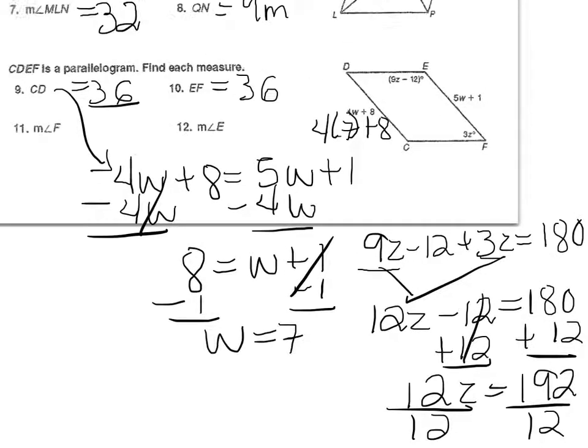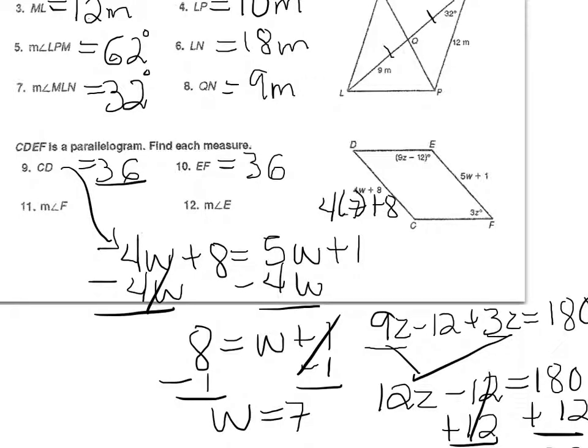Now let me come back because z is equal to 16. If I want the measurement of angle F and angle E, I need to plug in the 16, right? It was 3z. 48. You already got it? So this was 3 times 16, so that is equal to 48. So angle F is 48.